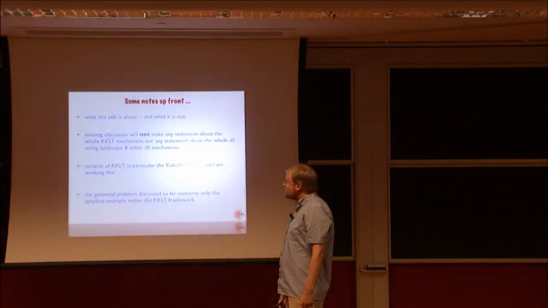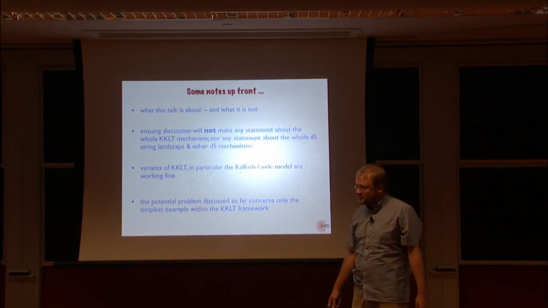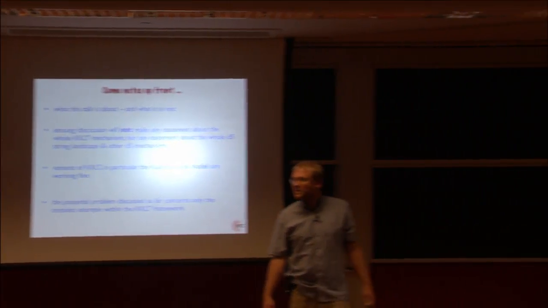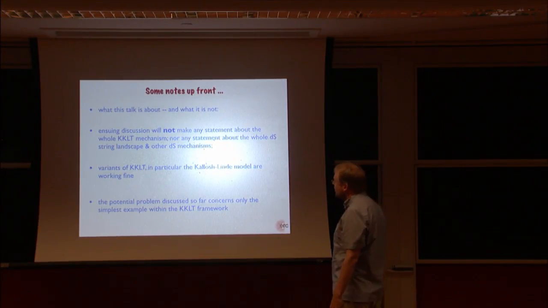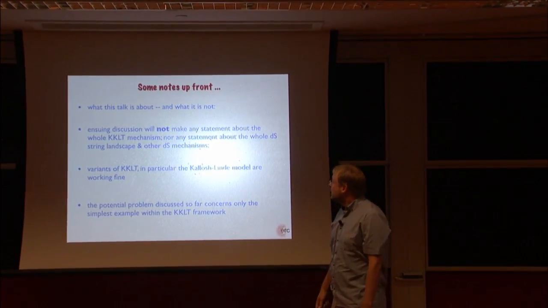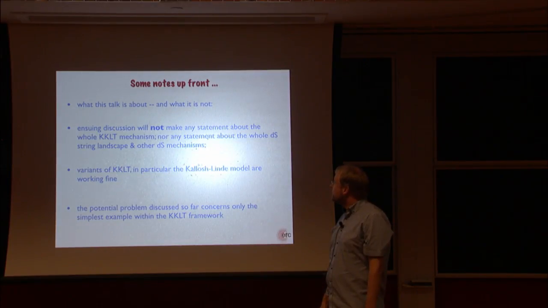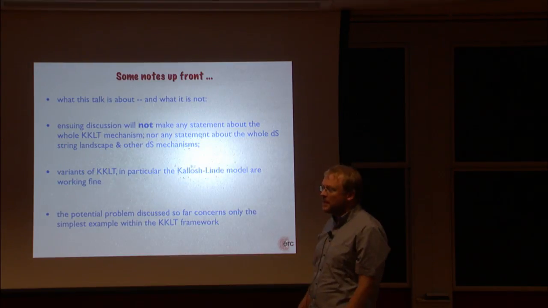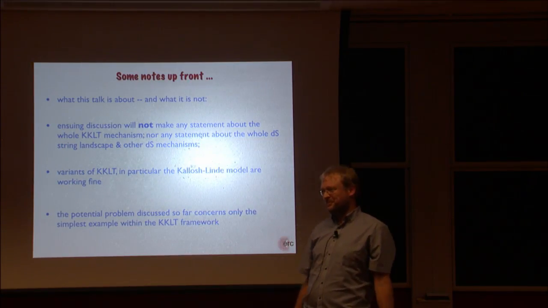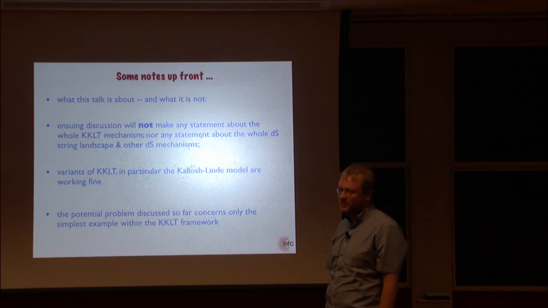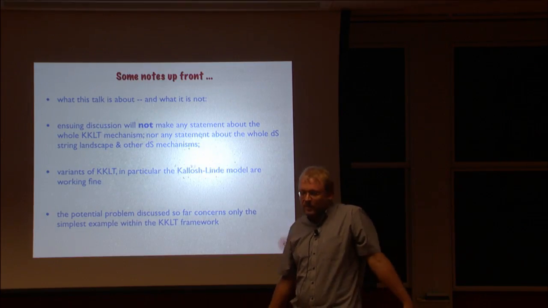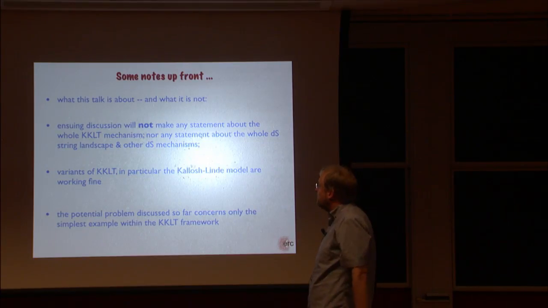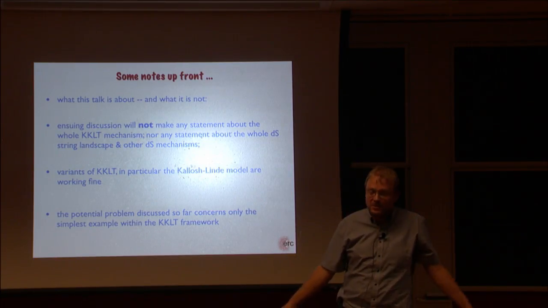Let me first say what this talk is about, as boundary conditions, and what it is not about. What I will discuss is a sketch of a 10D argument. It will not make any statements about the whole KKLT mechanism as a collection of models, as a paradigm. It will not make any statements about the whole de Sitter landscape in string theory. There are many more de Sitter constructions. KKLT is a whole paradigm, and there are other constructions besides KKLT, and I will not be able to say anything about that.